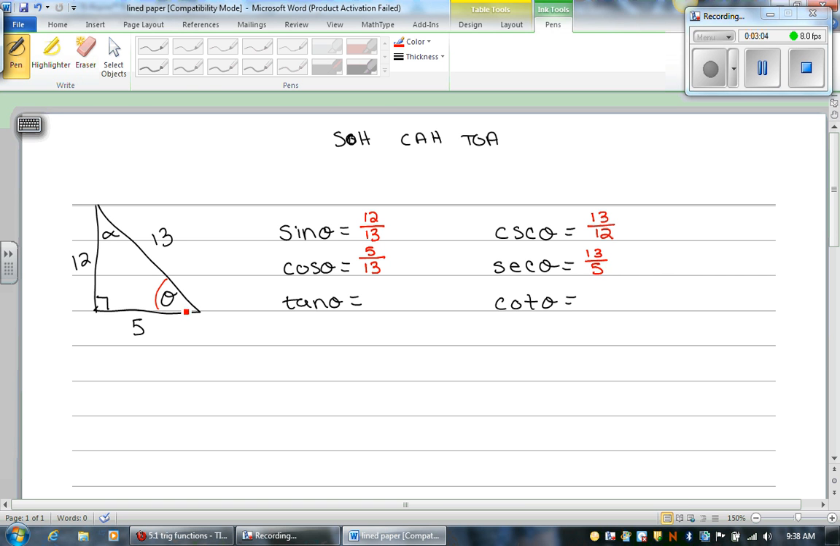Tangent is opposite over adjacent. Cotangent would be the reciprocal.